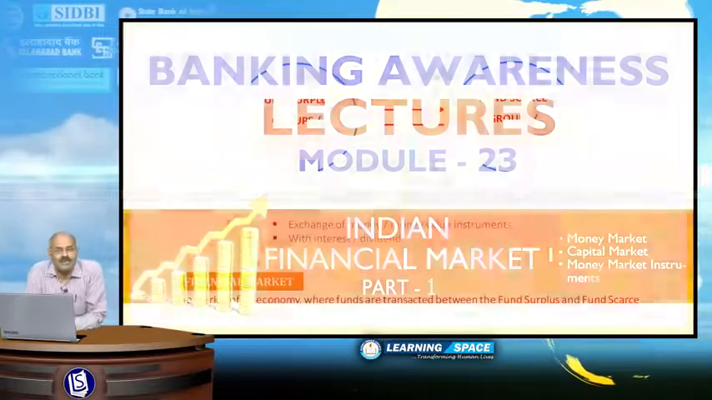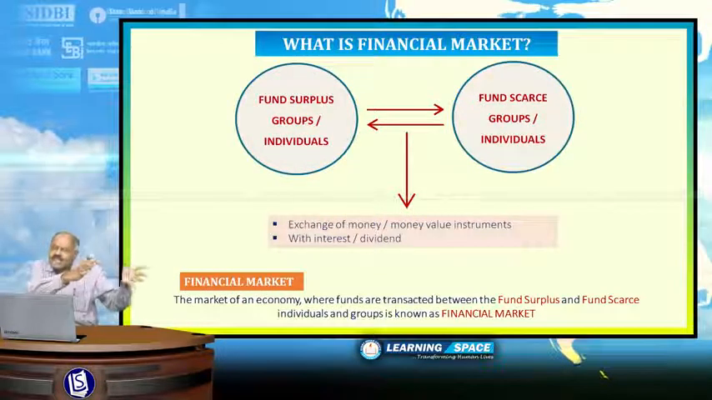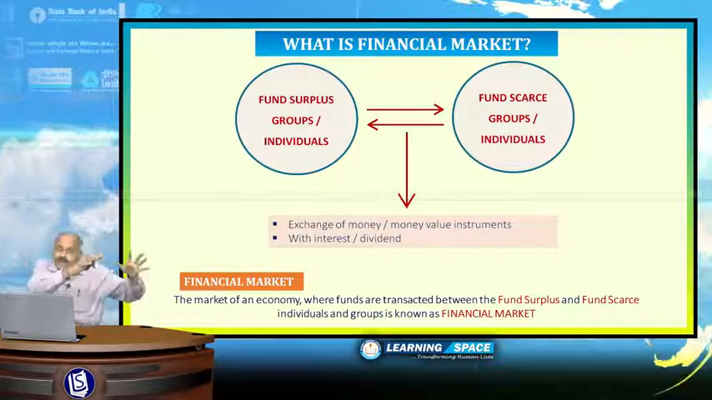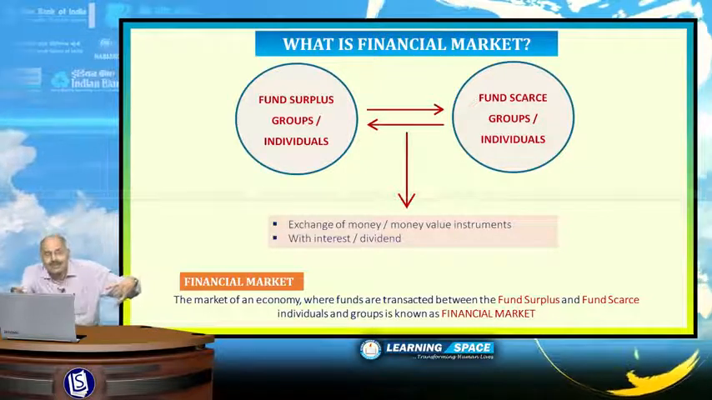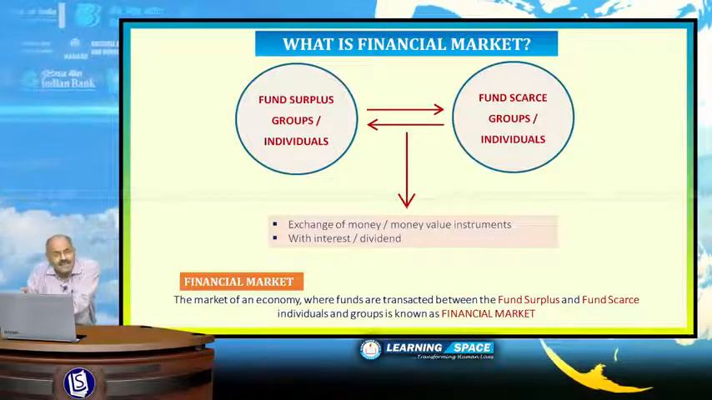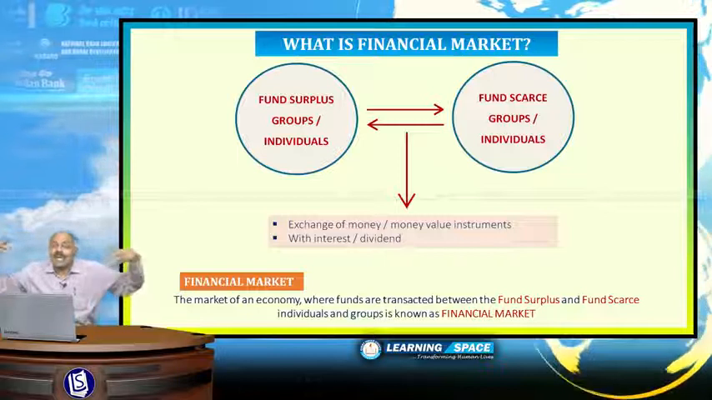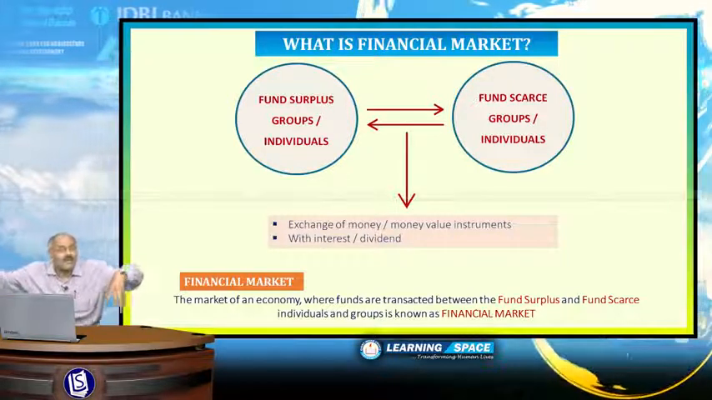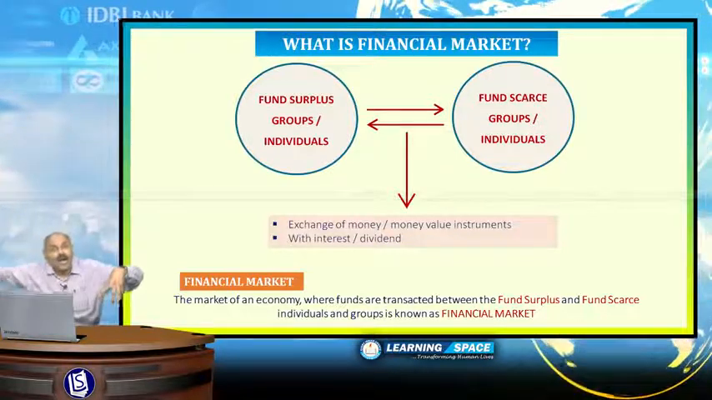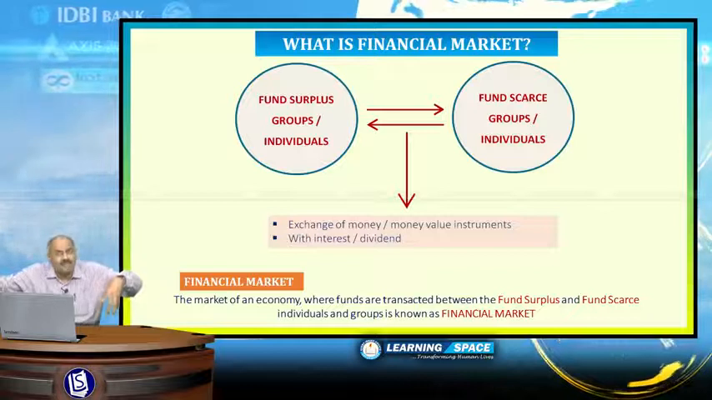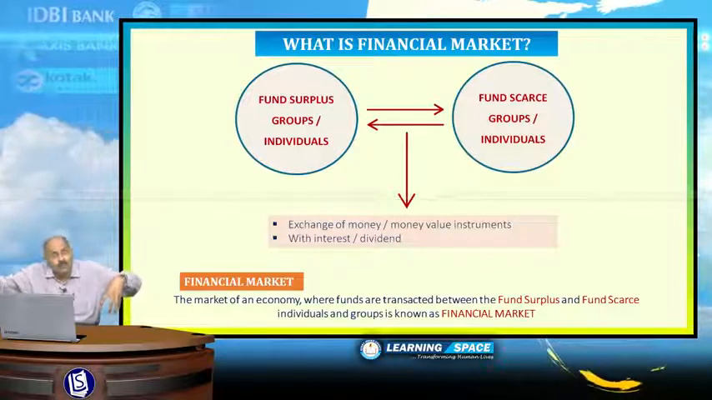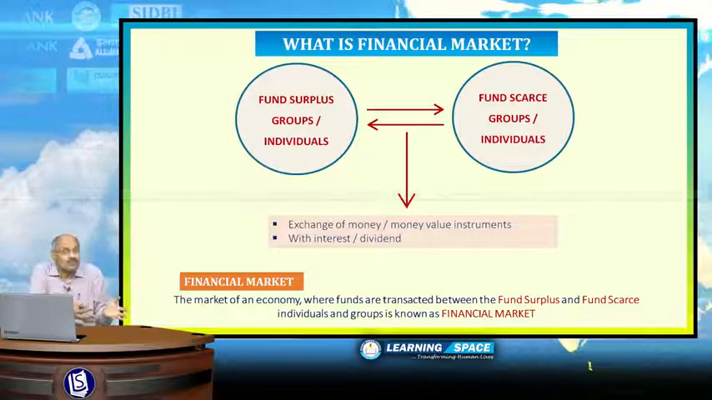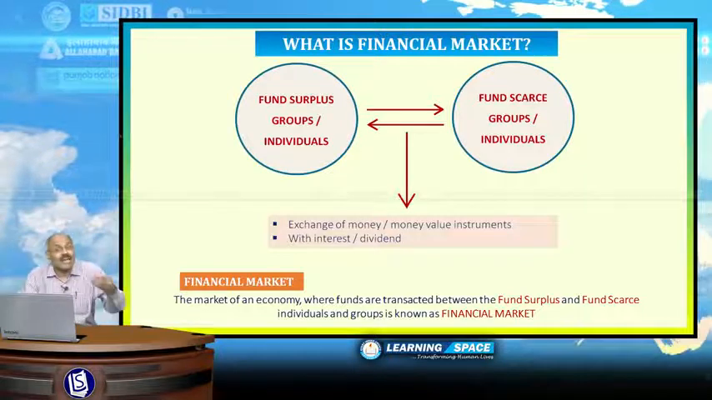And friends, what is meant by financial market? Please look into this slide. On one side you have people or organizations who have enough money to lend. On one side you have organizations or companies who have lot of money to lend. And on the other side, there are organizations who are ready to borrow. That means the exchange of money between fund surplus groups and fund scarce groups. That means one organization wants to lend, other organization wants to borrow, one person wants to lend, one person is willing to borrow. Like that, the market, that is the exchange of money between fund surplus groups and fund scarce groups is known as the financial market.